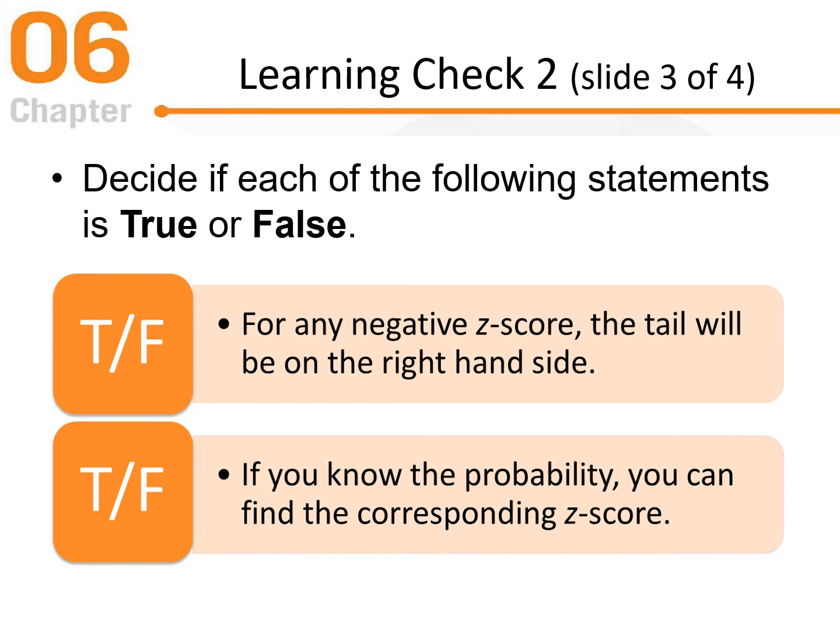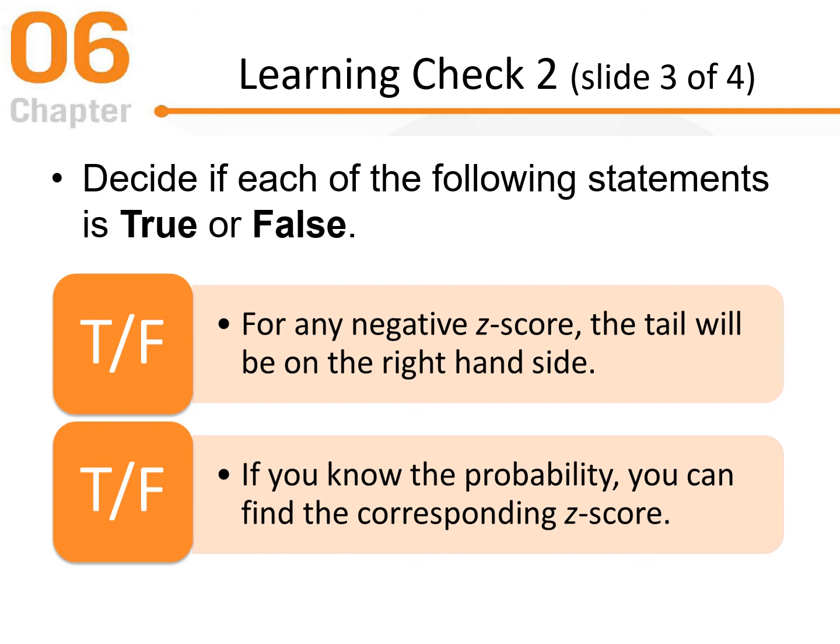So here's another true-false. For any negative z-score, the tail will be on the right-hand side. Well, obviously no, because if it's a negative z-score, it's to the left of the mean. And if it's to the left of the mean, the tail is going to be on the left side, and the body is going to be on the right side.